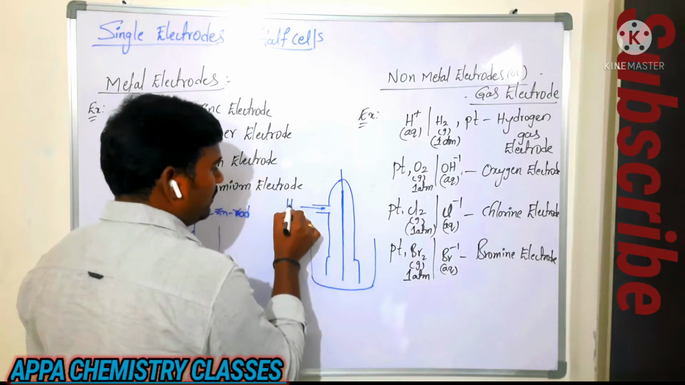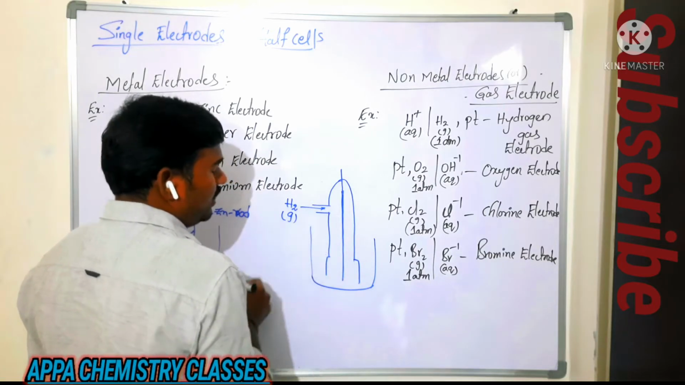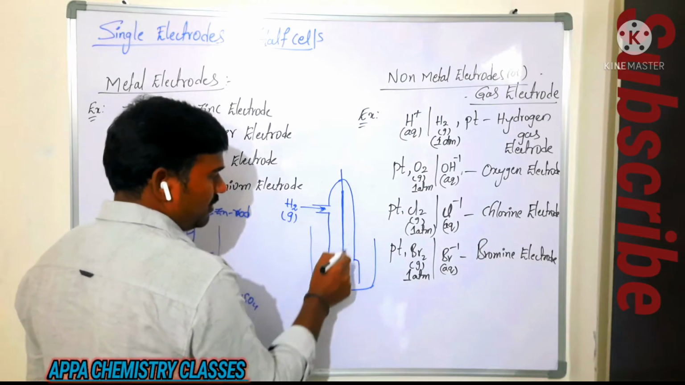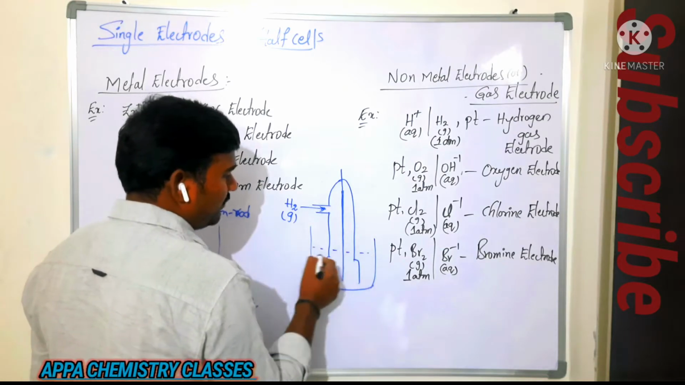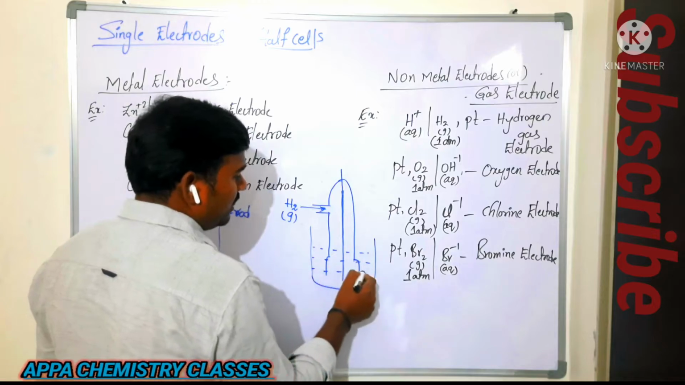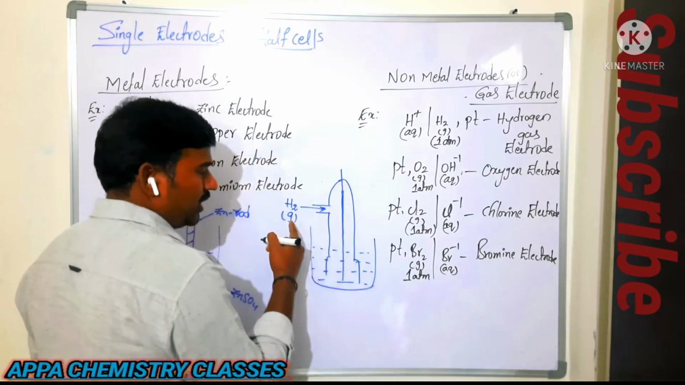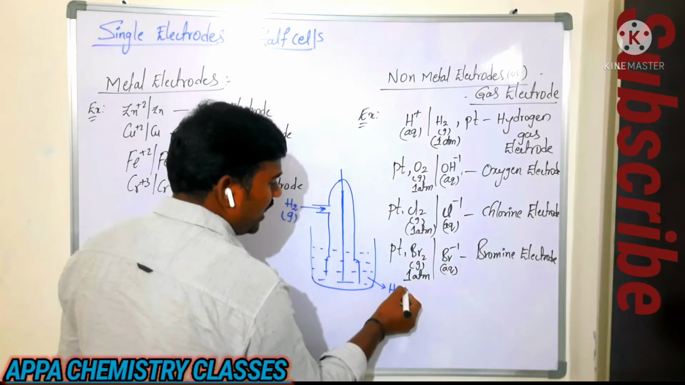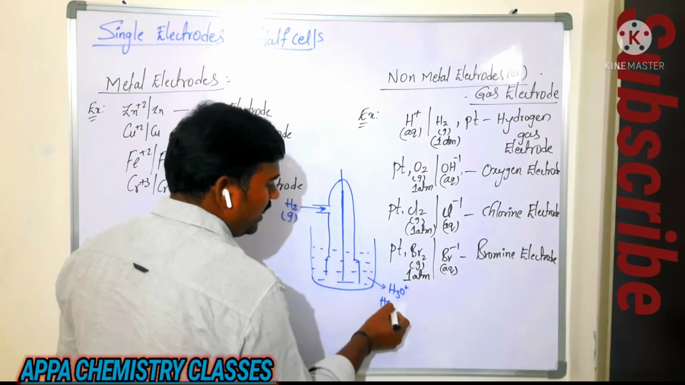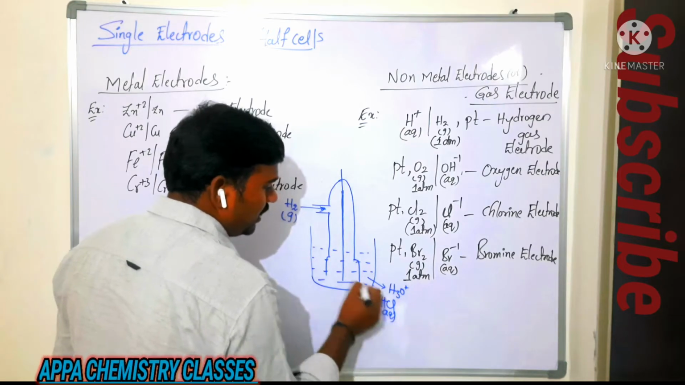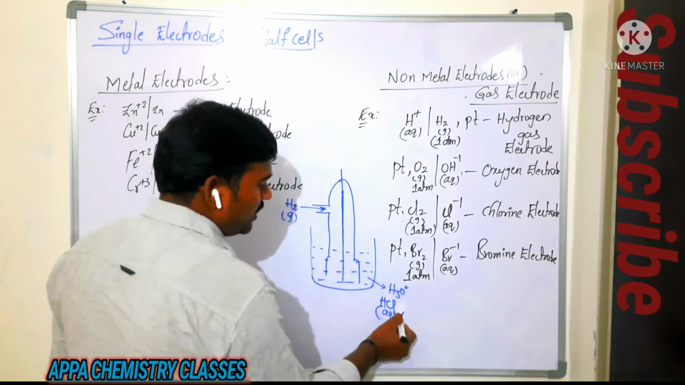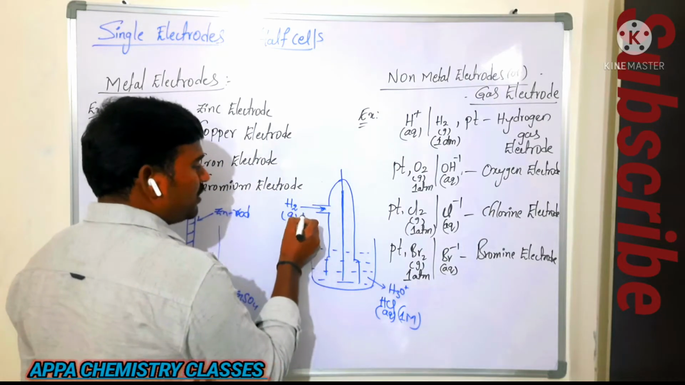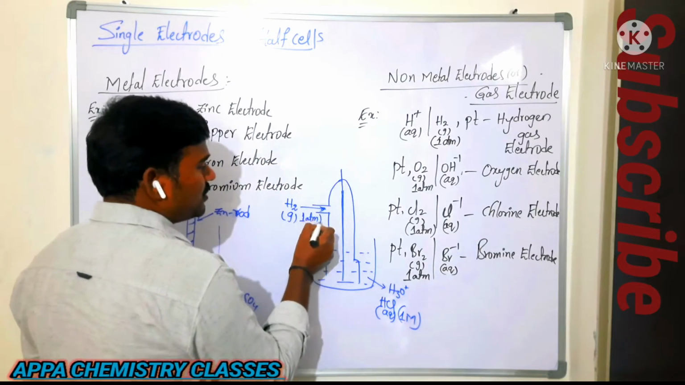Through this I am passing the hydrogen gas, bubbled through this electrolytic solution. I want to prepare the hydrogen electrode, so I have to take the hydronium ion, that is an acid solution. I am taking aqueous HCl, whose concentration is, for example, 1 molar, and the gas pressure is 1 atmosphere.